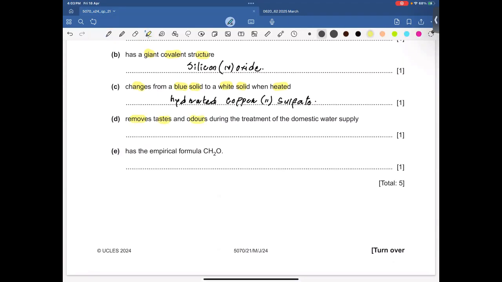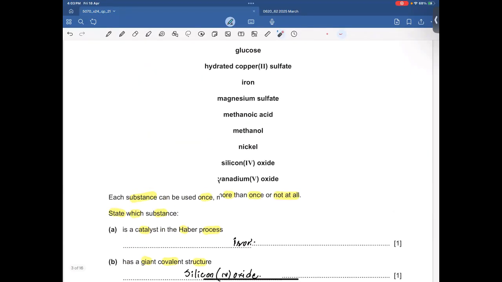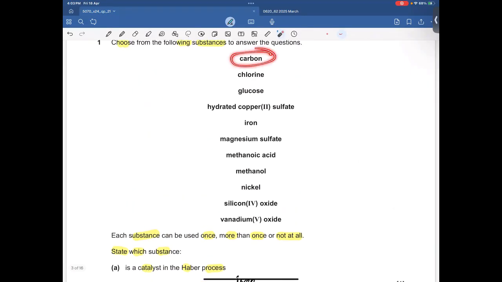Removes taste and odor during the treatment of the domestic water supply. To remove taste and odor, I'm going to use charcoal. Charcoal is basically carbon, so I'm going to use carbon here.